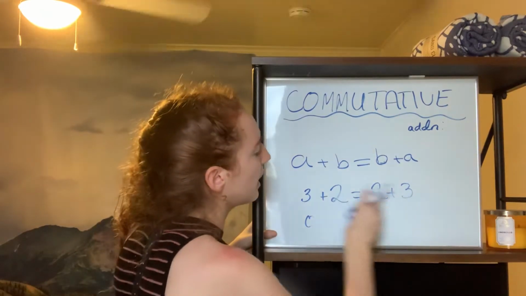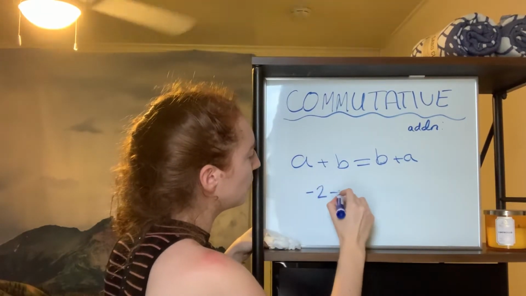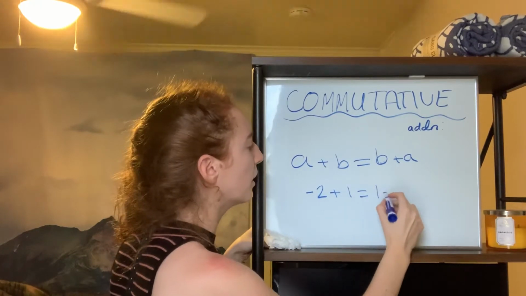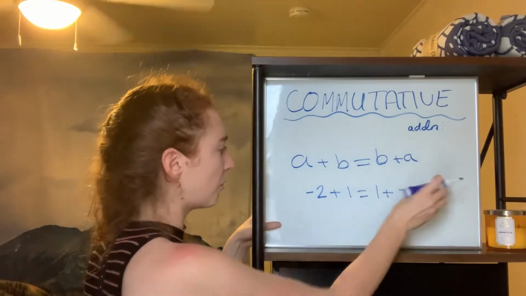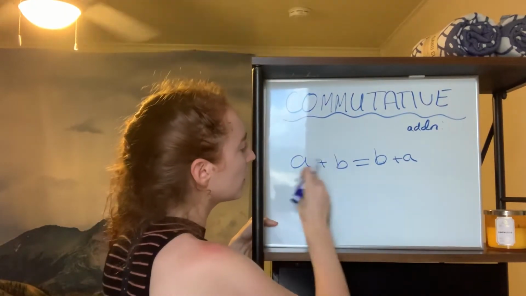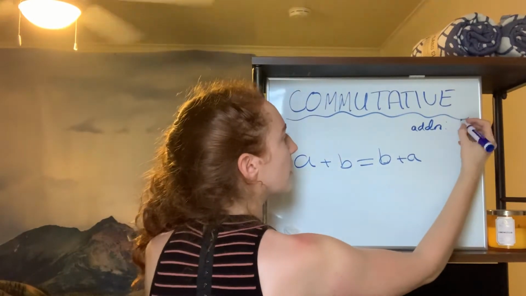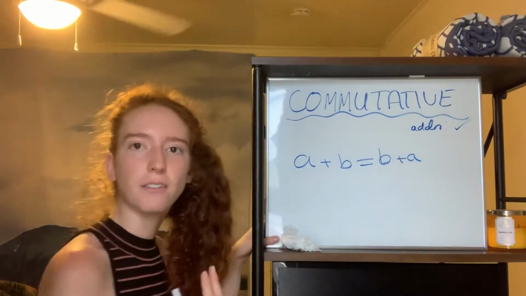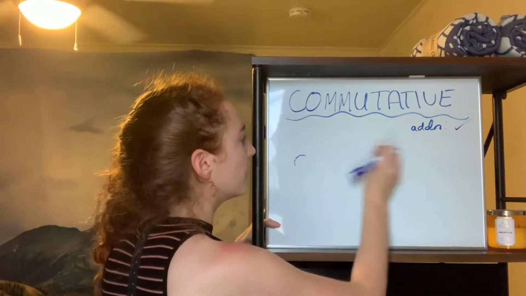What if I use some negatives? Is that going to change things at all? Negative 2 plus 1, does that equal 1 plus negative 2? It does. And I can keep playing this game and it'll always work out. So with addition, an axiomatic property of it is that it is commutative. So yes. I don't need to find an identity, so I'm just going to check it off yes. That is satisfied for addition.